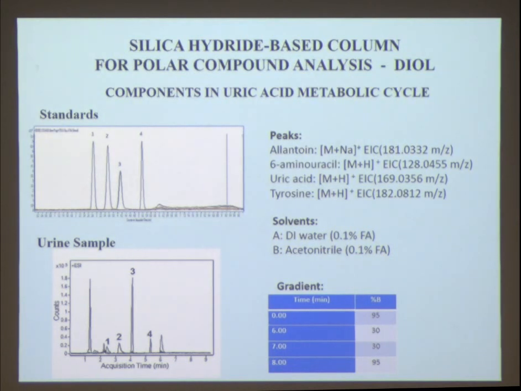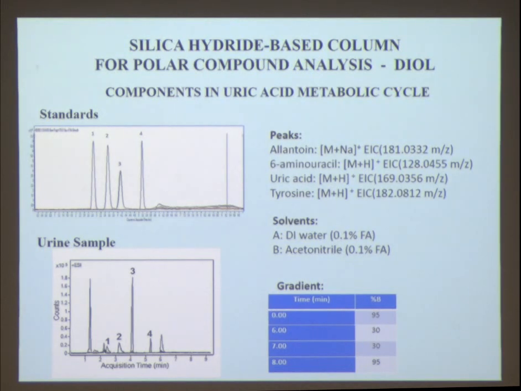Here's a compound example that we actually are using now in one of our laboratories, in our quantitative analysis laboratory. We developed this one for the components in the uric acid metabolic cycle. And so that's allantoin, 6-amino-uracil, and uric acid, and tyrosine is our internal standard for doing quantitative results. So this is the standards, and this is a real sample for being able to detect those 4 compounds. And you can see the 3 compounds, of course, from the uric acid cycle, and the tyrosine that we use as the internal standard. This is done on a surface modified with the diol group.